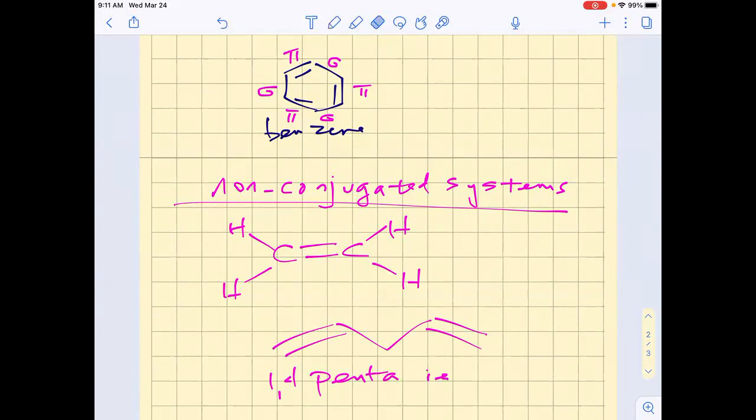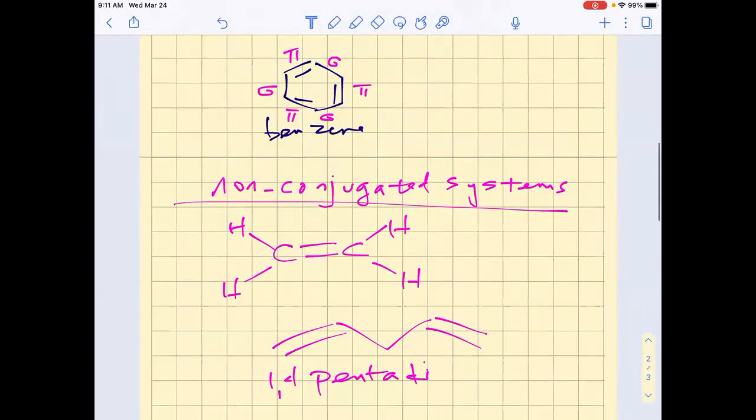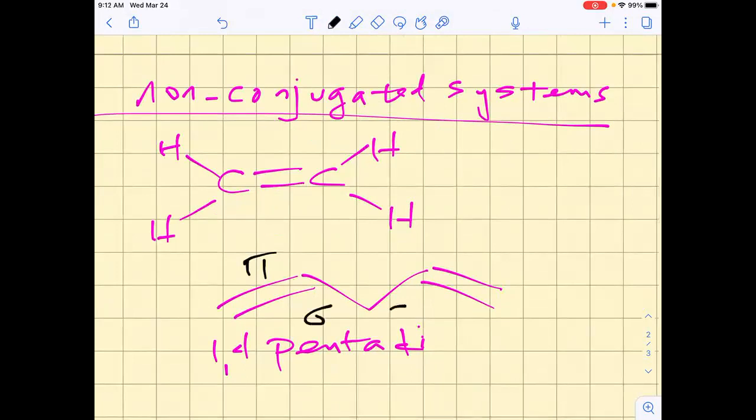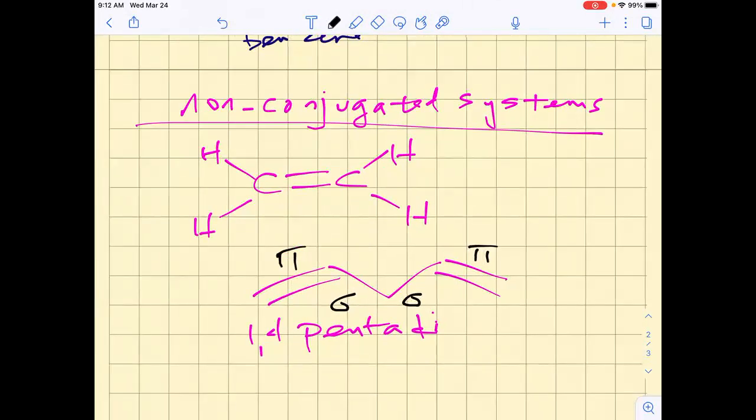Right, 1,4-pentadiene. You can see here the pattern is not present. So you've got pi, you have sigma, sigma, you've got sigma, and then you have pi, right? So you don't have that pattern of alternating double and single bonds. These are examples of systems that are non-conjugated.